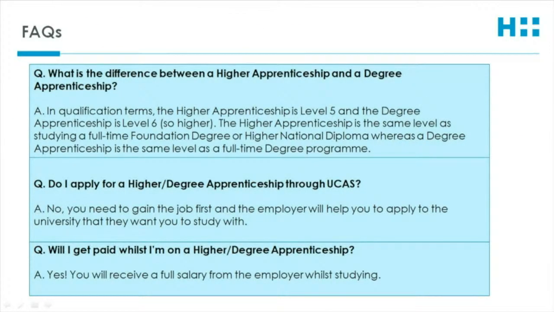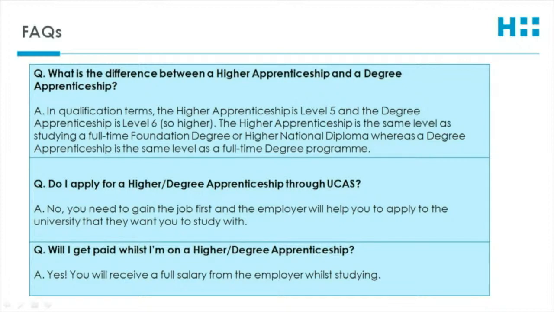Okay, so we'll go on to some frequently asked questions regarding higher and degree apprenticeships. So first one, what is the difference between a higher apprenticeship and a degree apprenticeship? This is just referring to the table that I showed earlier on with the levels and the educational equivalents. In qualification terms, the higher apprenticeship is level 5 and the degree apprenticeship is level 6. So the higher apprenticeship is the same level as studying a full-time foundation degree or higher national diploma, whereas a degree apprenticeship, so a level 6, is the same level as a full-time degree programme.